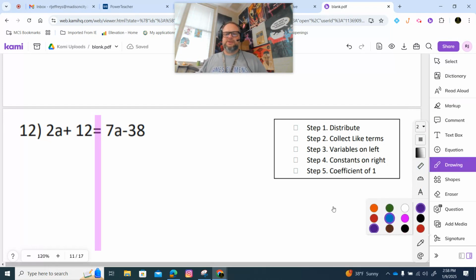How many of y'all have started doing the line? Yeah. Has it helped a little bit? Yes. If it helps one person, it's awesome. Distribute. Don't have to do it. Don't have to collect like terms.